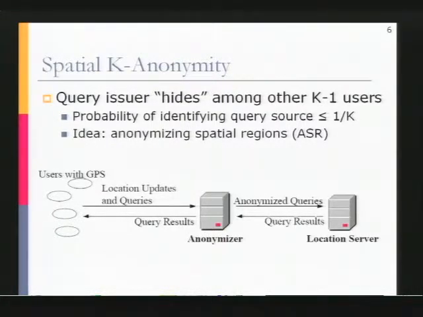There are a few obvious flaws with this architecture. First of all, we have a single point of attack. If somebody breaks into the anonymizer, everybody's privacy is compromised. Another problem is a performance problem, because all the queries and all the location updates must go through this server. Therefore, there would be a bottleneck.